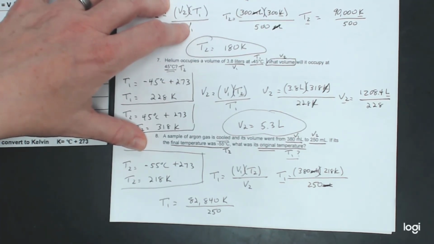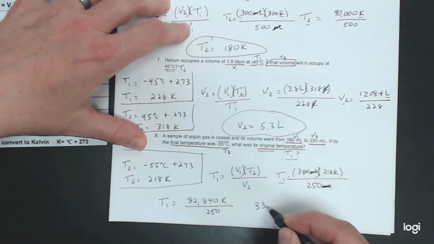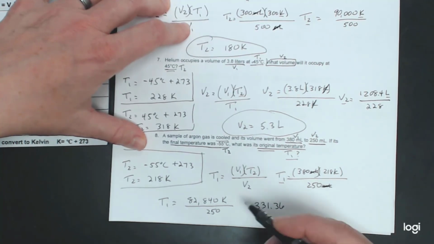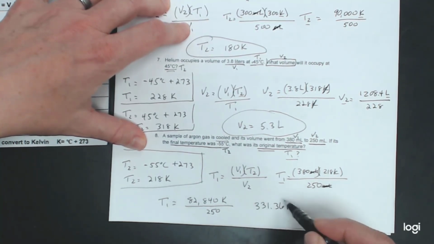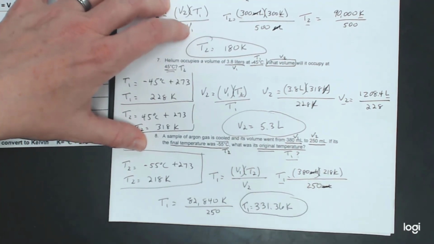So I'm going to take that 82,840 divided by 250, and I end up with 331.36 degrees Kelvin. And there you go. That is my T1.